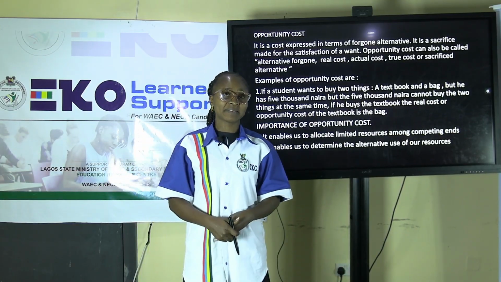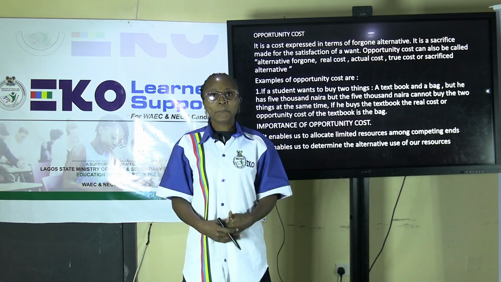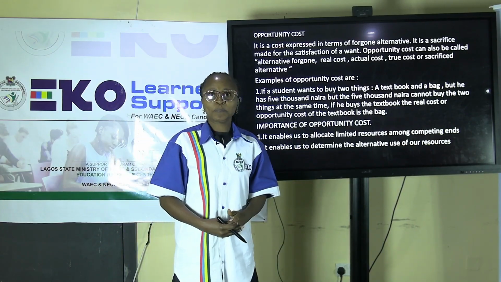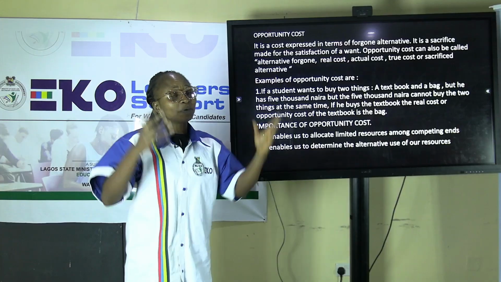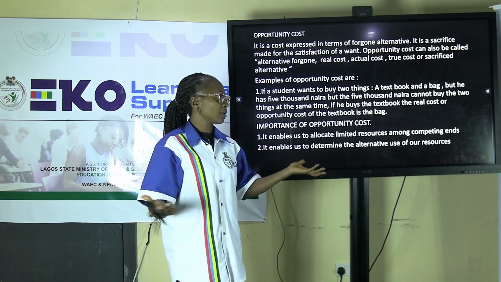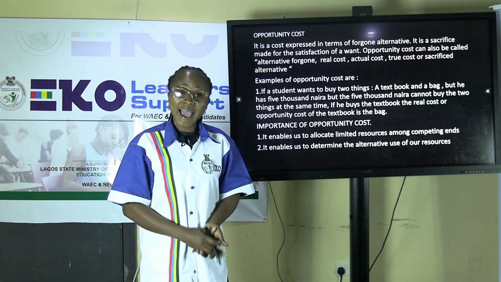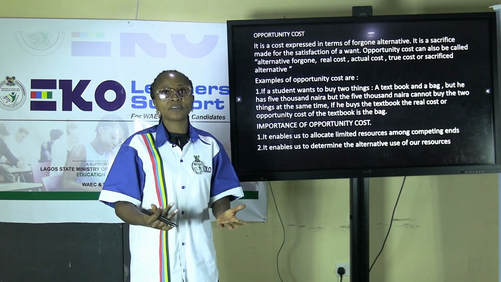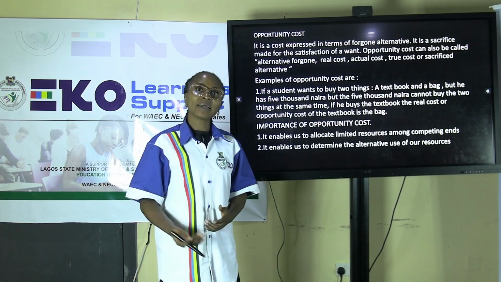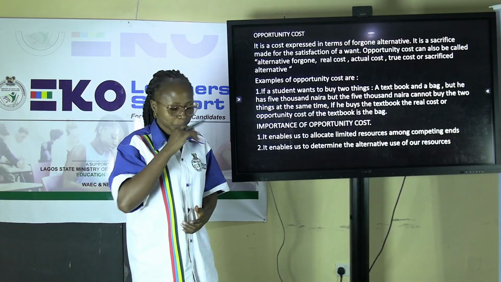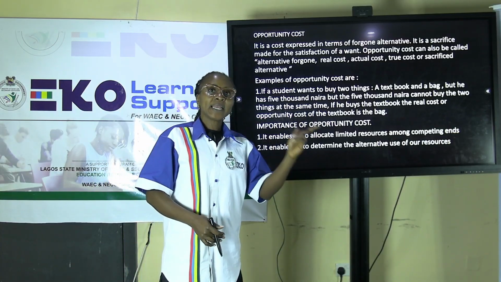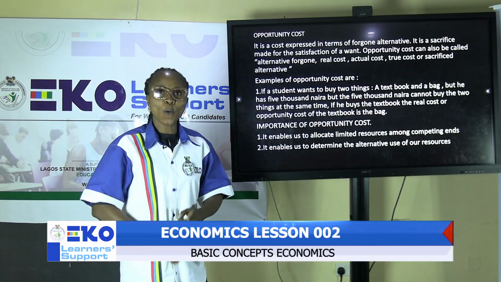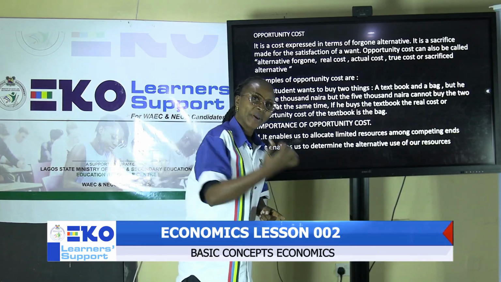Also, we can give another example. If a farmer is in need of pesticide and also fertilizer, and the resources at his disposal, maybe the farmer has only 50,000 naira, he needs to get one of these items. If such a farmer decides to go for fertilizer, you discover that the pesticide is what we call opportunity cost, or what we can also refer to as real cost.